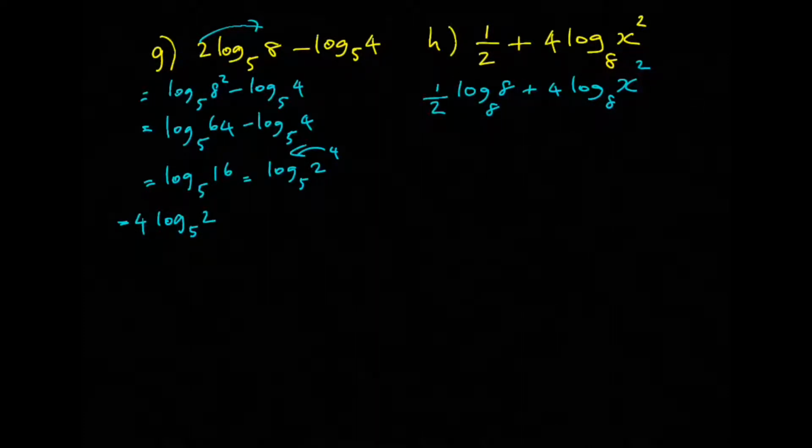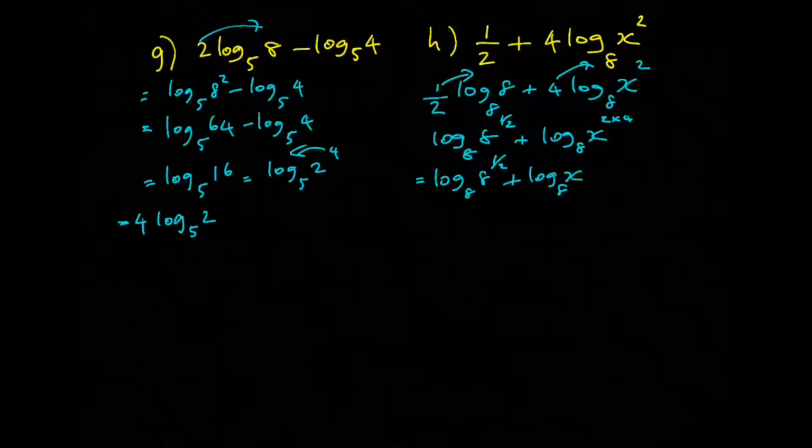Okay, so bringing up the half and bringing up the 4, we end up with log 8 to base 8 to the half plus log to base 8 of x to the 2 times 4 equals log of 8 to the half to base 8 plus log to base 8 of x to the 8. Now we can multiply and we end up with log to base 8 of root 8, because 8 to the half is root 8, x to the 8.